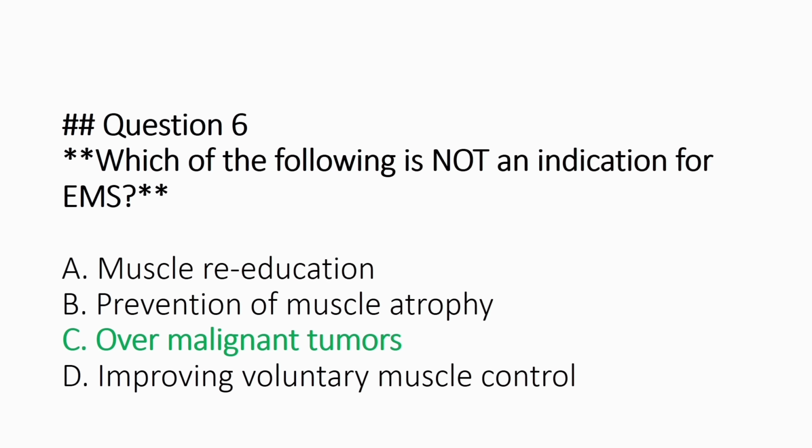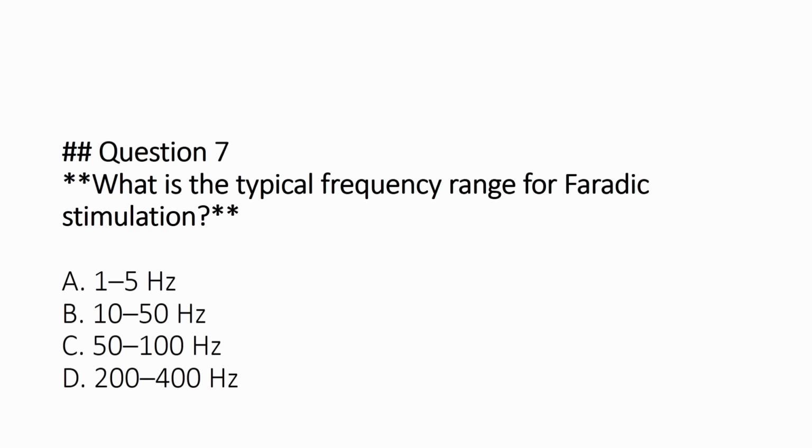Now let's move to question number 7. What is the typical frequency range for Faradic stimulation? Option A, 1 to 5 Hz. Option B, 10 to 50 Hz. Option C, 50 to 100 Hz. Option D, 200 to 400 Hz. And the answer is option B, 10 to 50 Hz.